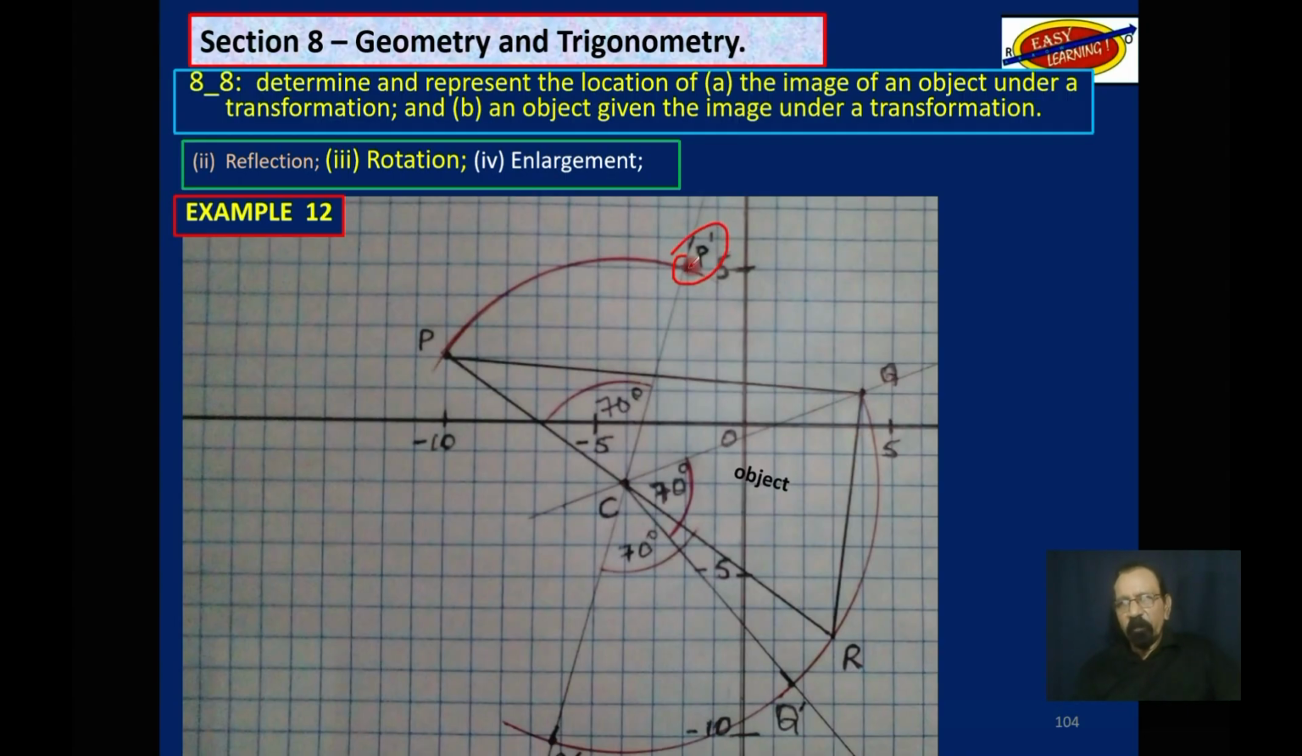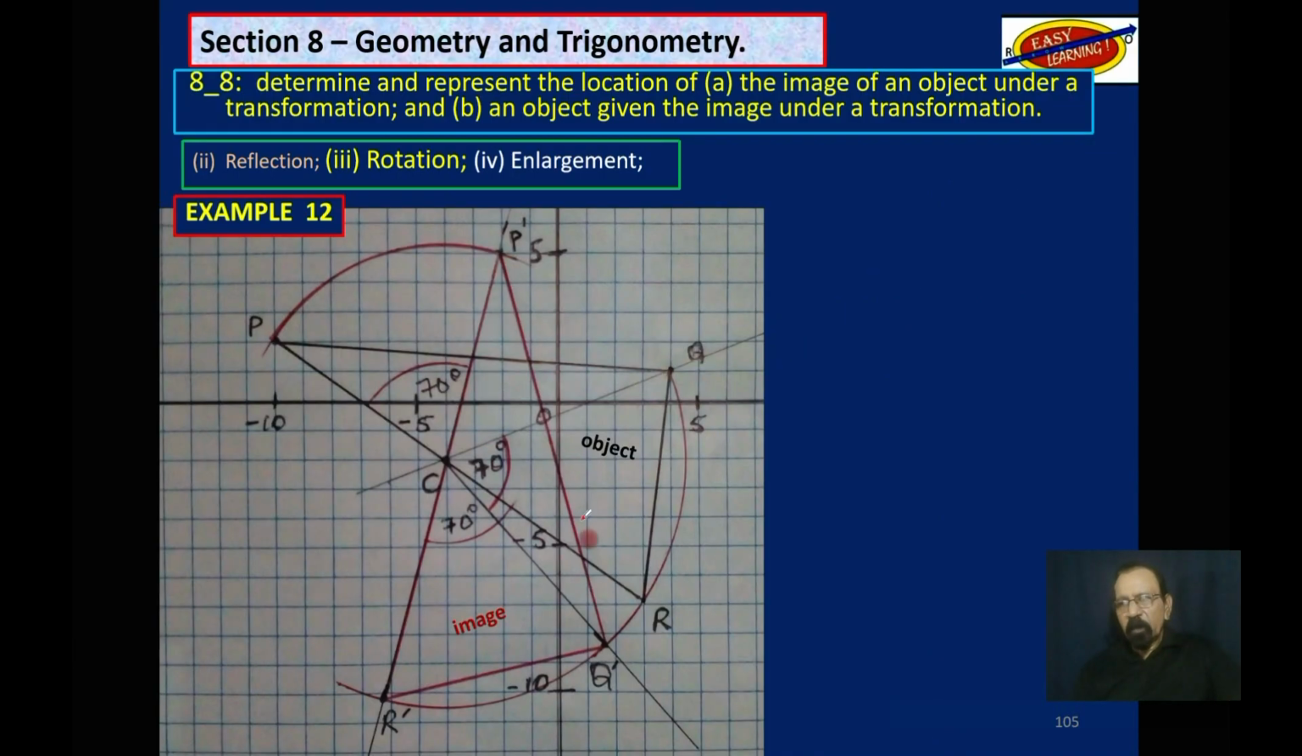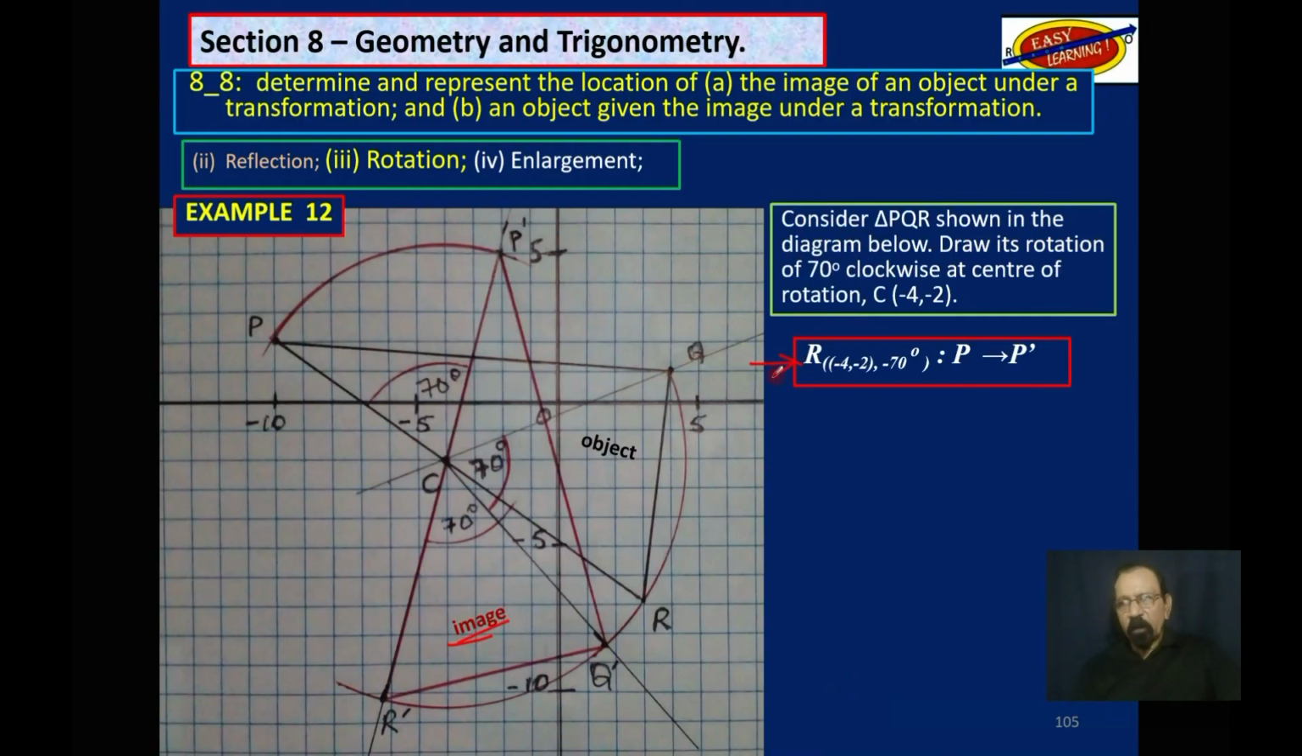So at this point, we have P prime, Q prime, and R prime. All we will need to do is to join those points with solid lines, center of rotation, 70 degrees clockwise. So we join P prime to Q prime to R prime back to P prime. And that triangle in red is the image, as example 12. No, we are not going to bother about calculating that.